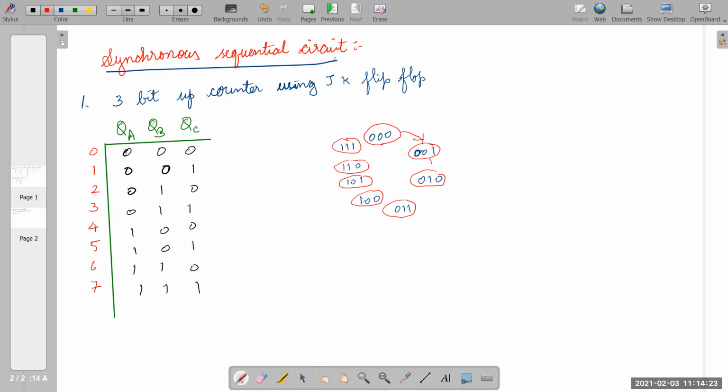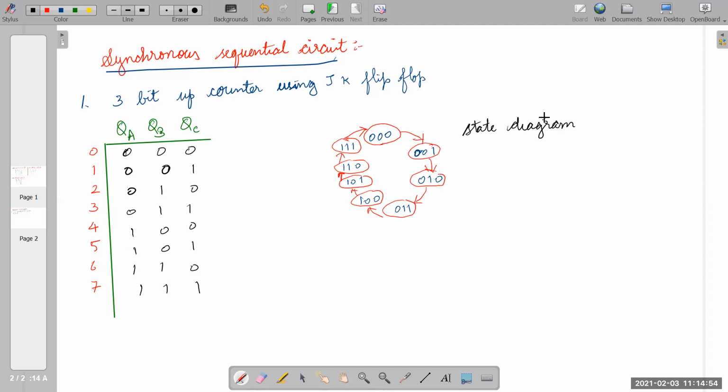Initially it will be 000, then 1, then 2, then 2 goes to 3, then 3 to 4, then 4 to 5, then 5 to 6, 6 to 7, and back to 0. This is called the state diagram of a 3-bit up counter. If it is a 4-bit up counter, it will be from four 0s to four 1s. Four 1s is 15, so you will count from 0 to 15.